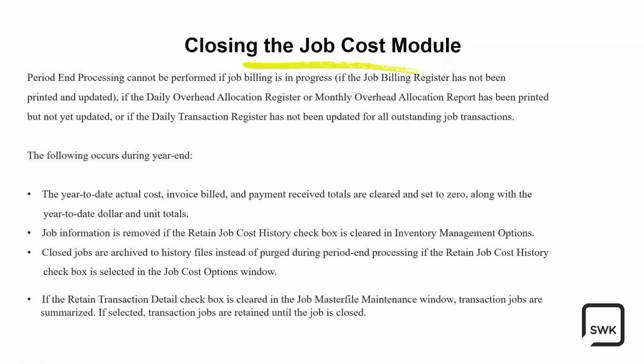During year end, the following is going to happen. The year-to-date actual cost, invoice billed and payment received totals are cleared and set to 0, along with the year-to-date dollar and unit totals. Job information is removed if the retained job cost history checkbox is cleared. Closed jobs are archived to history instead of purged if the retained job cost history checkbox is selected. And if the retained transaction detail box is cleared in job maintenance, transaction jobs are summarized. If it's selected, the transaction jobs are retained until the job is closed.